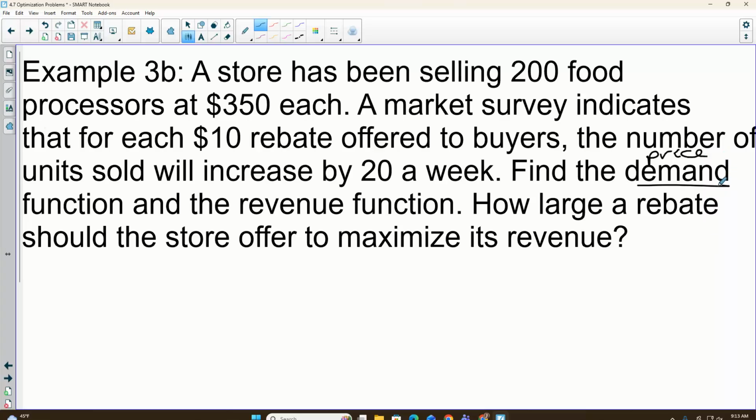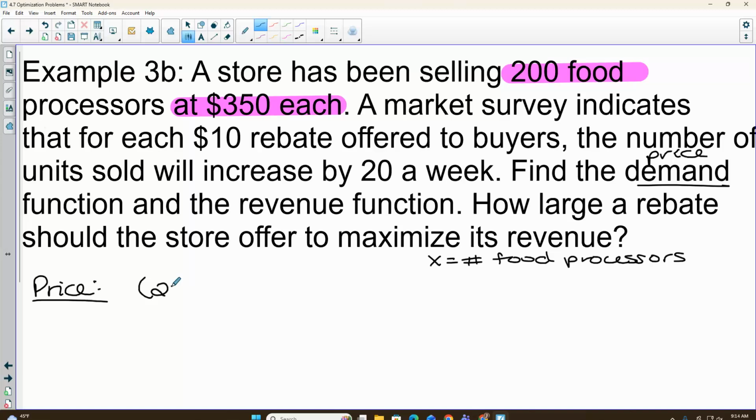We need to have price before we can get revenue, right? So, price. We know 200 at $350 each. So, what could I do with that information? Get a point. So my X would have to be the number of food processors. So if I'm trying to come up with price, X is the number of food processors, Y would have to be the price.